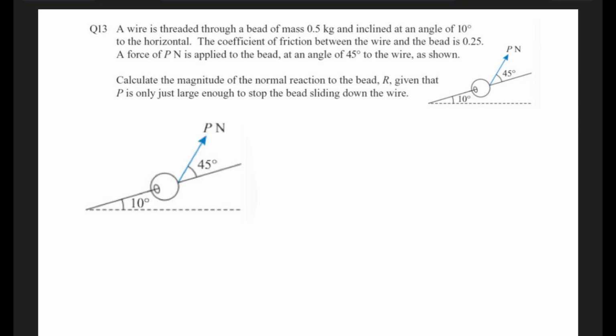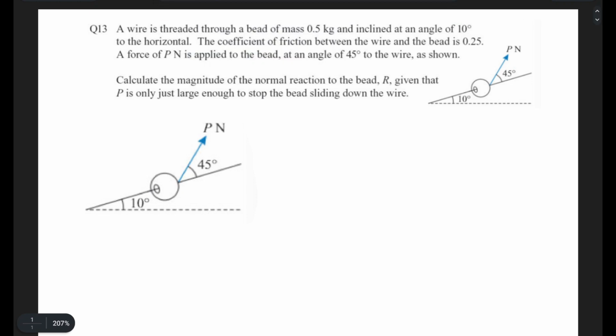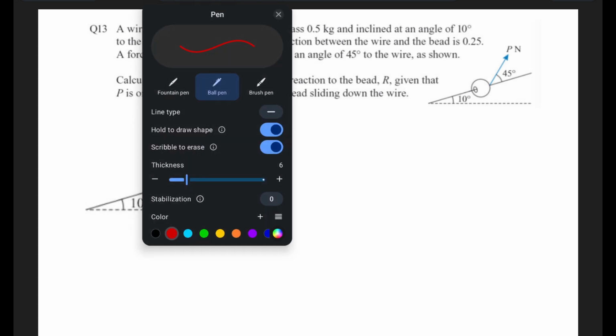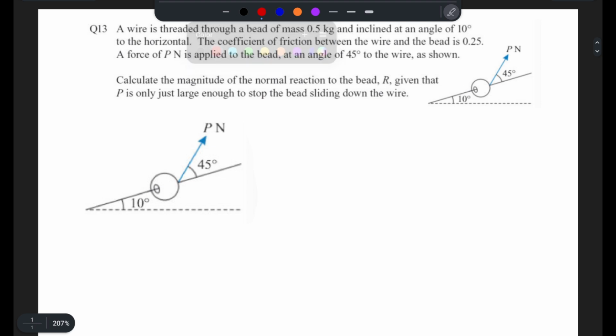This has been a question that has been requested by lots of my fans, so let's get working through it. First thing, let's have a quick read. We are told that there's a wire and a bead of mass 0.5 kilograms inclined at an angle of 10 degrees. As I'm reading, sometimes I just like to label all the things that I'm being told.